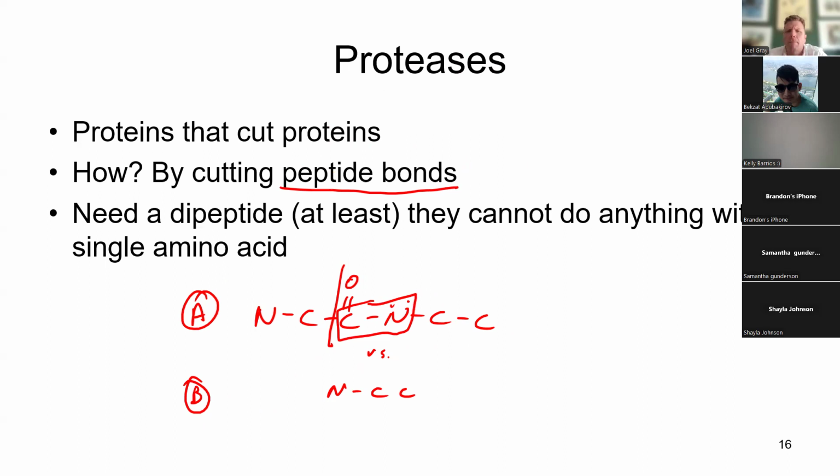Now option B, what do you think a protease is going to do when it sees option B? It's going to basically jump on right here, and it's going to scan. It's going to be like, all right, I'm looking for a carbon to nitrogen. Oh, I see nitrogen and carbon, not a peptide bond, don't care. Okay, scanning, scanning, scanning. Now I've reached the end of the molecule. I never found my bond. A protease is going to see a singular amino acid and go, I don't care about this because this does not have the peptide bond that I'm looking for.